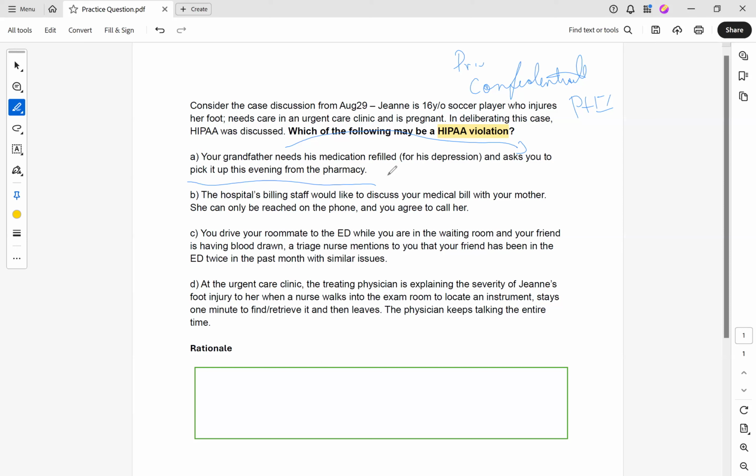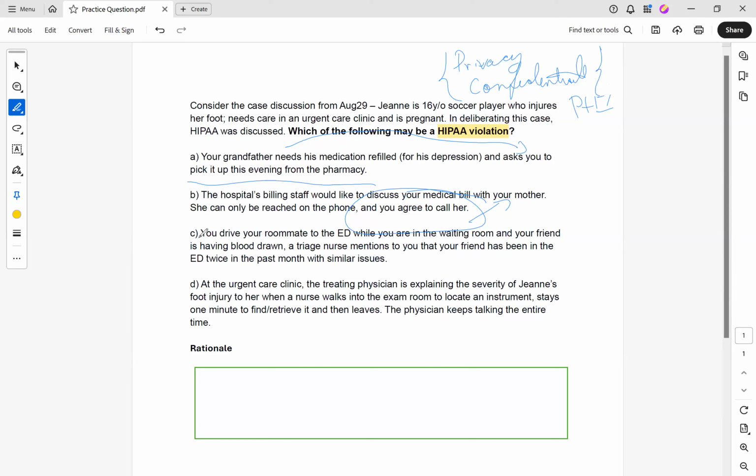B, the hospital billing staff would like to discuss your medical bill with your mother. She can only be reached on the phone, and you agree to call her. Key thing, you agree to call your mother. They requested, but you're the one who initiates the call. That is not a violation of protected health information, because it doesn't fall into the category of really going against privacy or confidentiality.